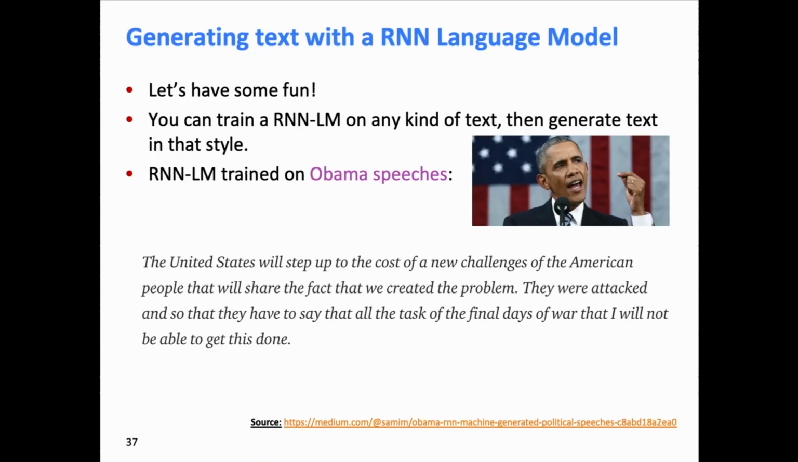The United States will step up to the cost of a new challenges of the American people that will share the fact that we created the problem. They were attacked, and so that they have to say that all the task of the final days of war, that I will not be able to get this done.